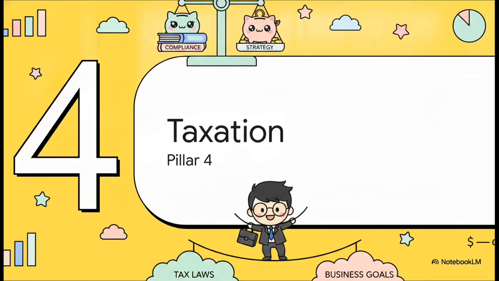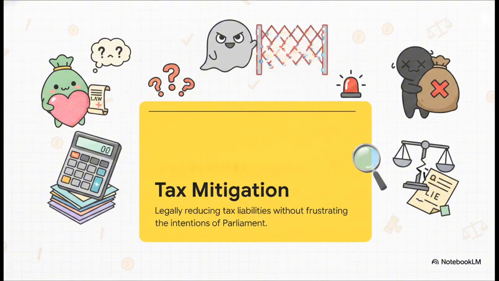And finally, Pillar 4, taxation. Headed up by the tax manager, this function is basically a tightrope walk between strict compliance and strategic business planning. You really need to nail the terminology here for the exam. The primary goal is tax mitigation. That means legally reducing tax liabilities without frustrating the intentions of Parliament. Contrast this carefully with tax evasion, which is a straight-up illegal criminal offense. And then there's tax avoidance, which uses loopholes to defeat the spirit of the law. For the finance department, the goal is always ethical, legal mitigation.